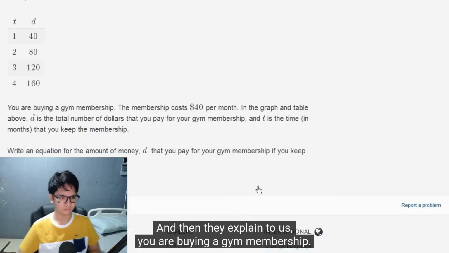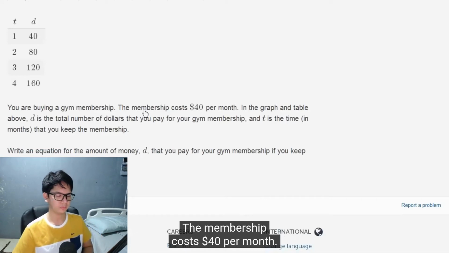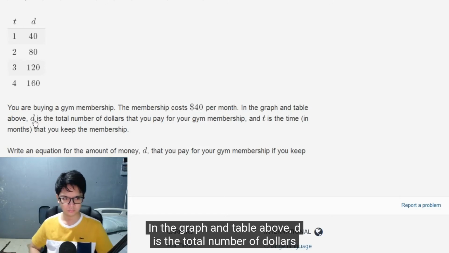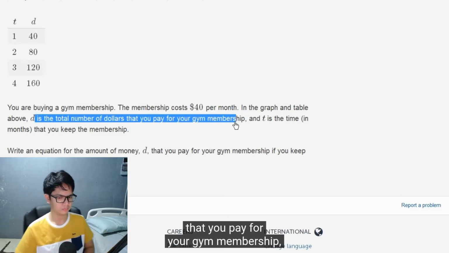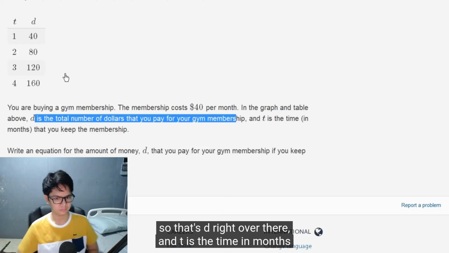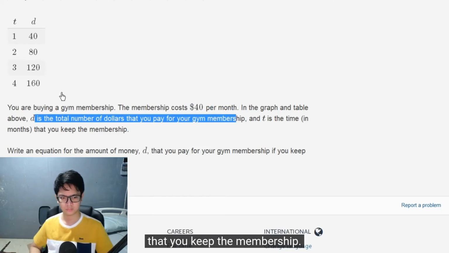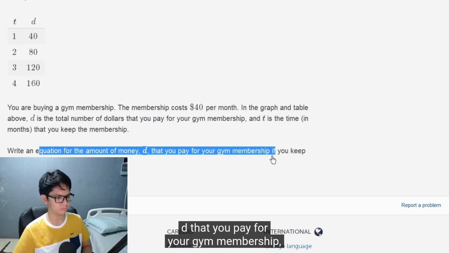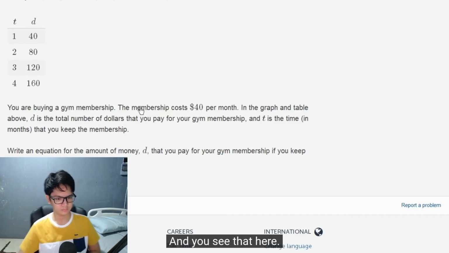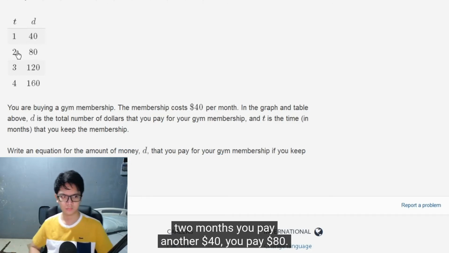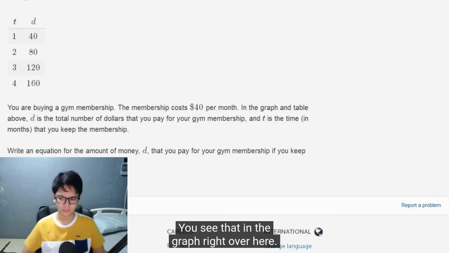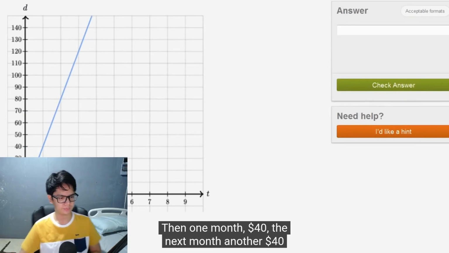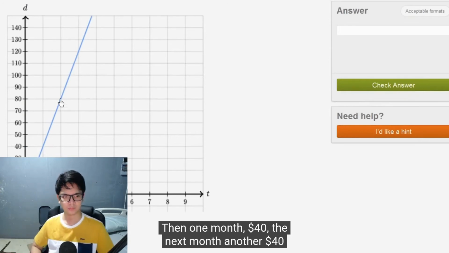And then they explain to us, you are buying a gym membership. The membership costs $40 per month. In the graph and table above, D is the total number of dollars that you pay for your gym membership, so that's D right over there, and T is the time in months that you keep the membership. Write an equation for the amount of money D that you pay for your gym membership if you keep the membership for T months. And you see that here. If you're 1 month, you pay $40. 2 months, you pay another $40. You pay $80. You see that in the graph right over here. If you have 0 months, you pay nothing. Then 1 month, $40. The next month, another $40, getting you to $80.